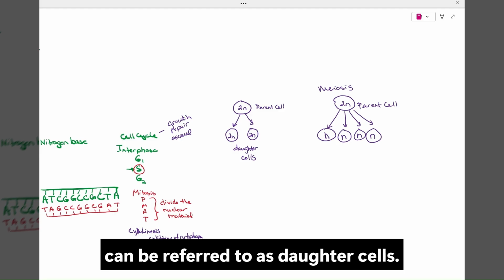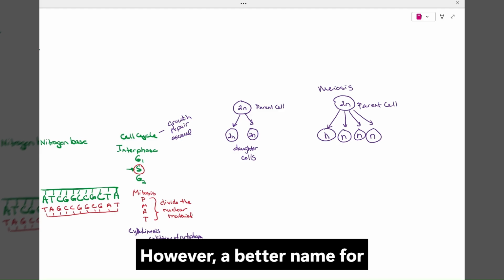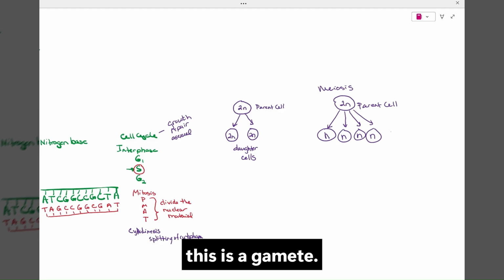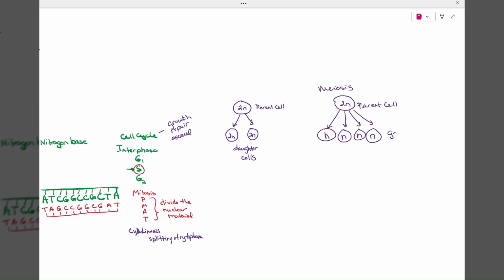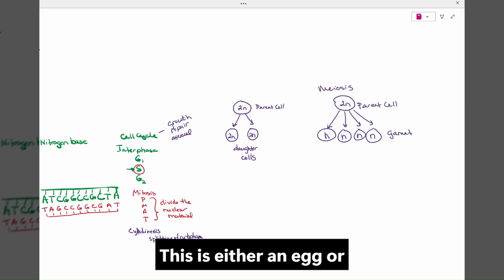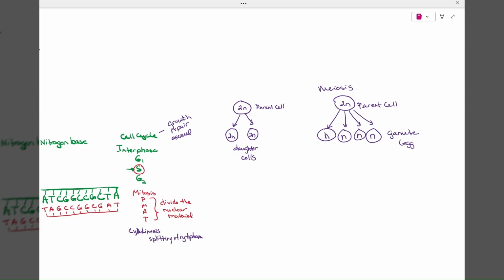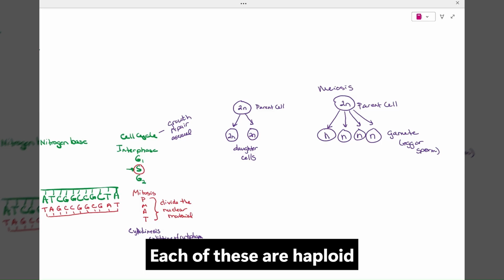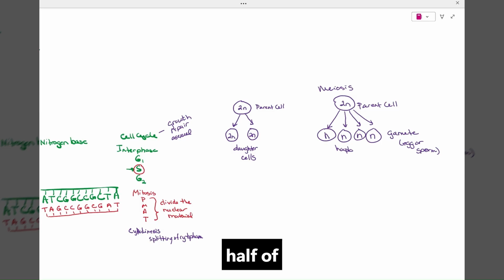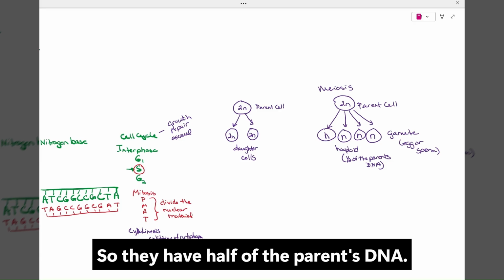So these can be referred to as daughter cells. However, a better name for this is a gamete. And this is either an egg or sperm. Each of these are haploid cells, meaning they have half of the parent's DNA. All right, so you have half of the parent's DNA.